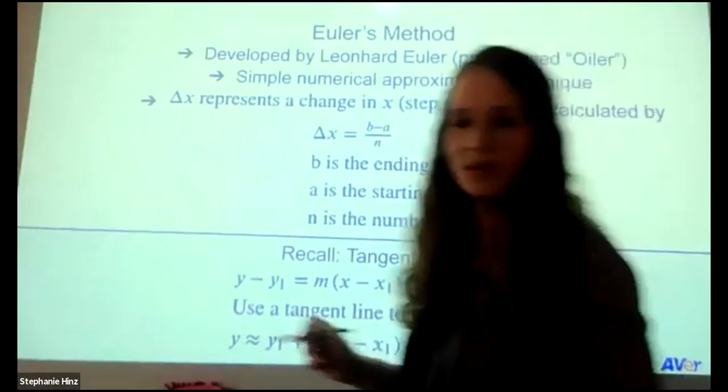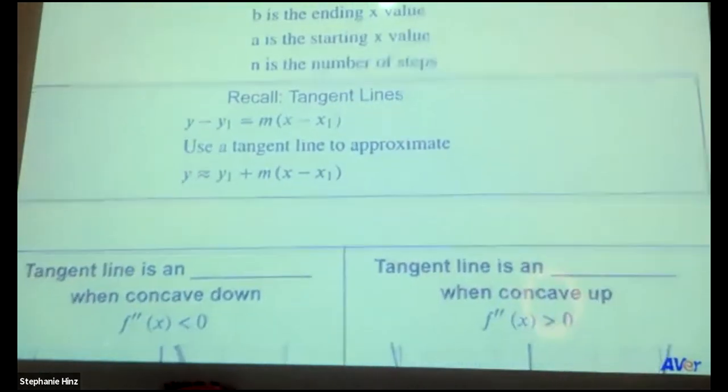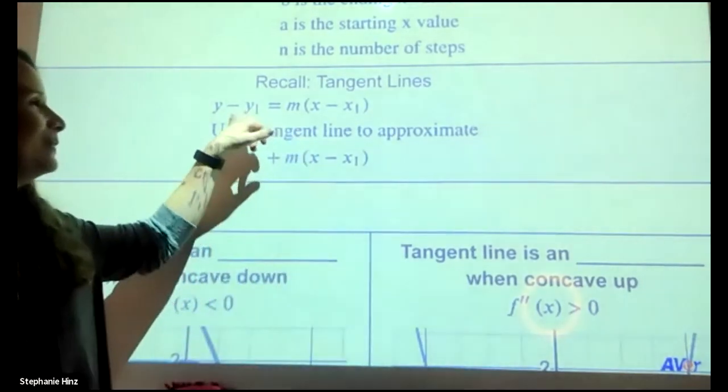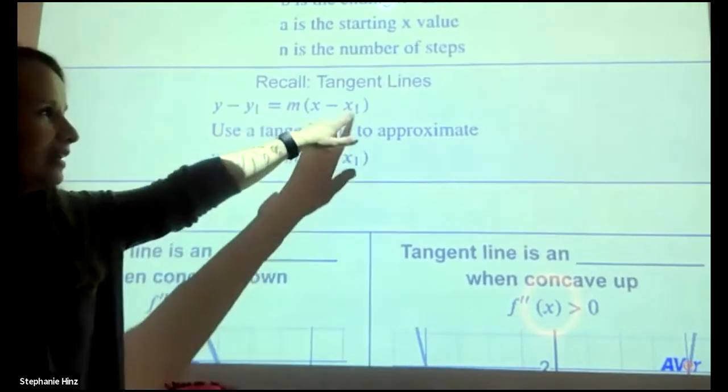So some things you want to recall would mean you would want to know about your tangent line, and you want to use point slope form. Slope intercept is overrated. So point slope, y minus y1 equals m times x minus x1: you plug in for y1, you plug in for m, and you plug in for x1.